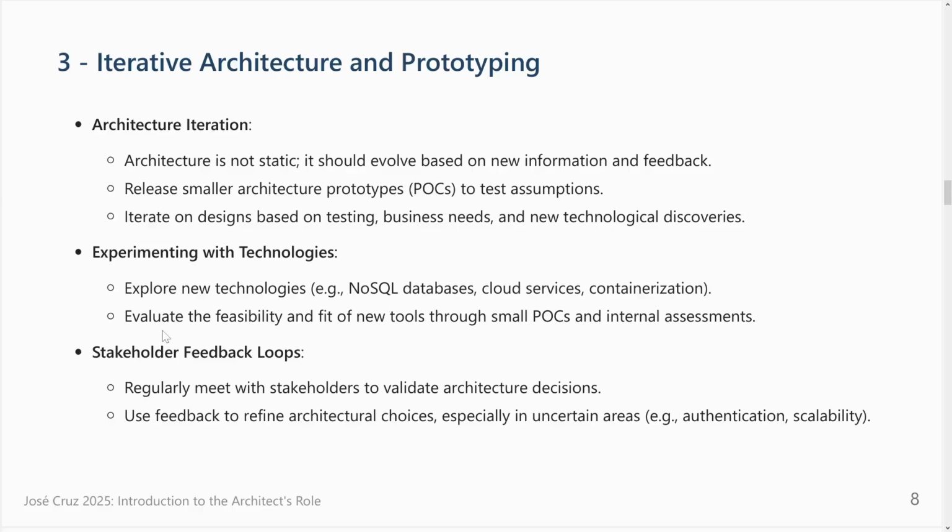So stakeholder feedback loops. That's important because you regularly meet with stakeholders to validate architecture decisions, because you need their approval. They don't expect to validate your technical solution, but they want to make sure that the solution you are proposing is aligned with their business requirements. And again, business requirements are not only about functionality, even money, budget, and other things belong to this alignment. And use feedback to refine architectural choices, especially in uncertain areas like authentication, scalability, and things like that.